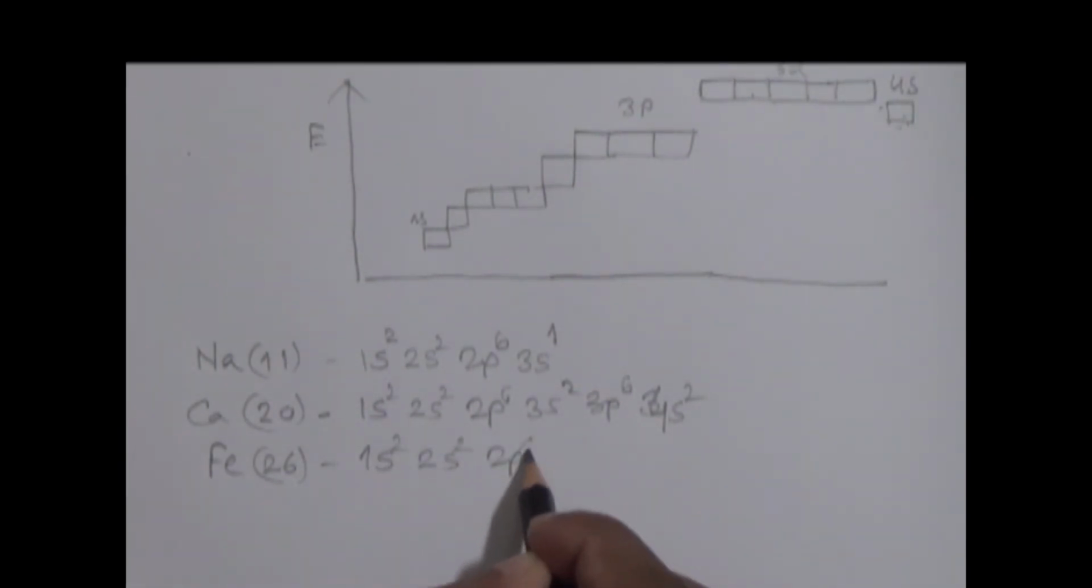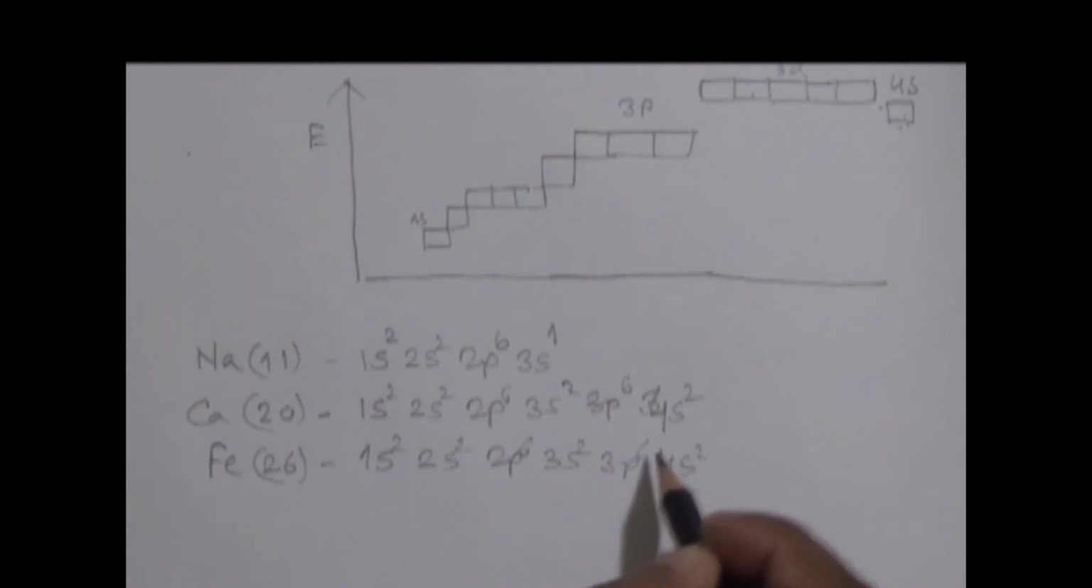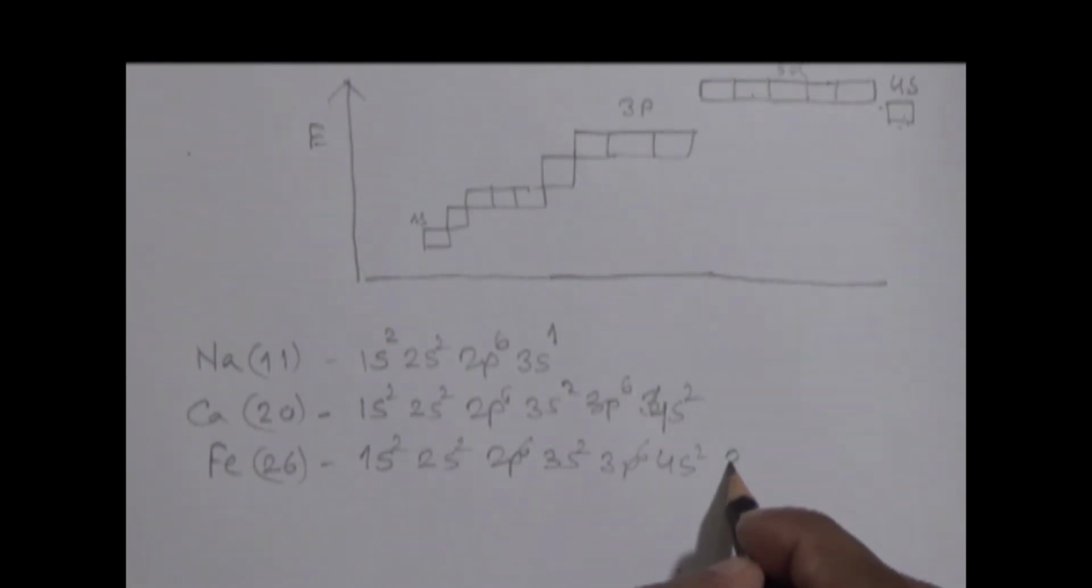If you want to discuss another one, that is transition element, like iron, which has 26, so 1s2, 2s2, 2p6, 3s2, 3p6, 4s2, then 3d6.